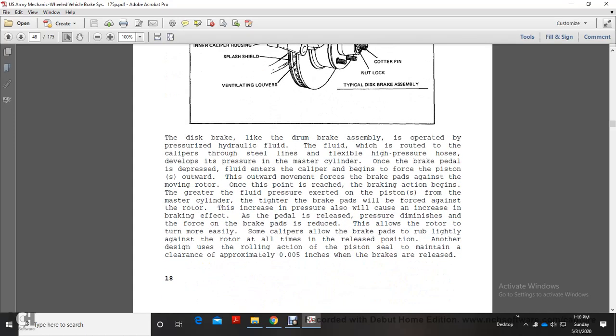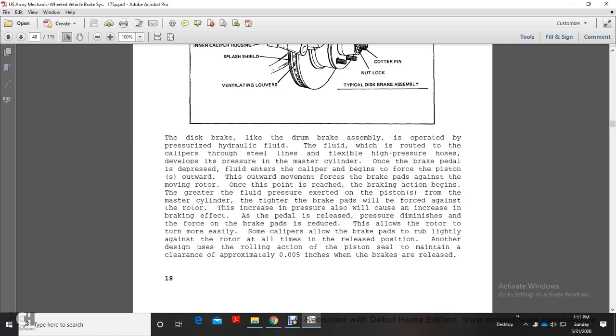The disc brake, like the drum brake assembly, is operated with pressurized hydraulic fluid. The fluid is routed to the caliper through a steel line with a flexible high-pressure hose. The master cylinder develops the pressure when the brake pedal is depressed, and the fluid in the caliper begins to force the pistons outward.